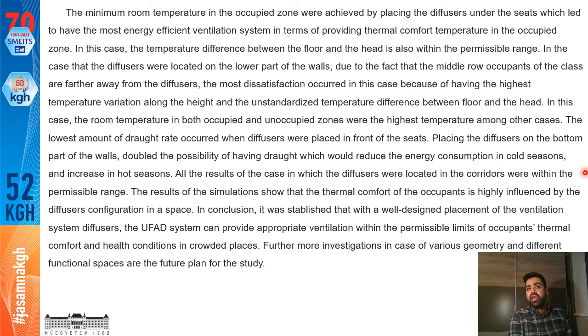The lowest draft rate occurred when diffusers were placed in front of the seats. Placing the diffuser on the bottom part of the walls doubled the possibility of having draft, which would reduce the energy consumption in the cold season and increase it in the hot season, obviously. All the results of the case in which the diffusers were located in the corridors were within the permissible range.